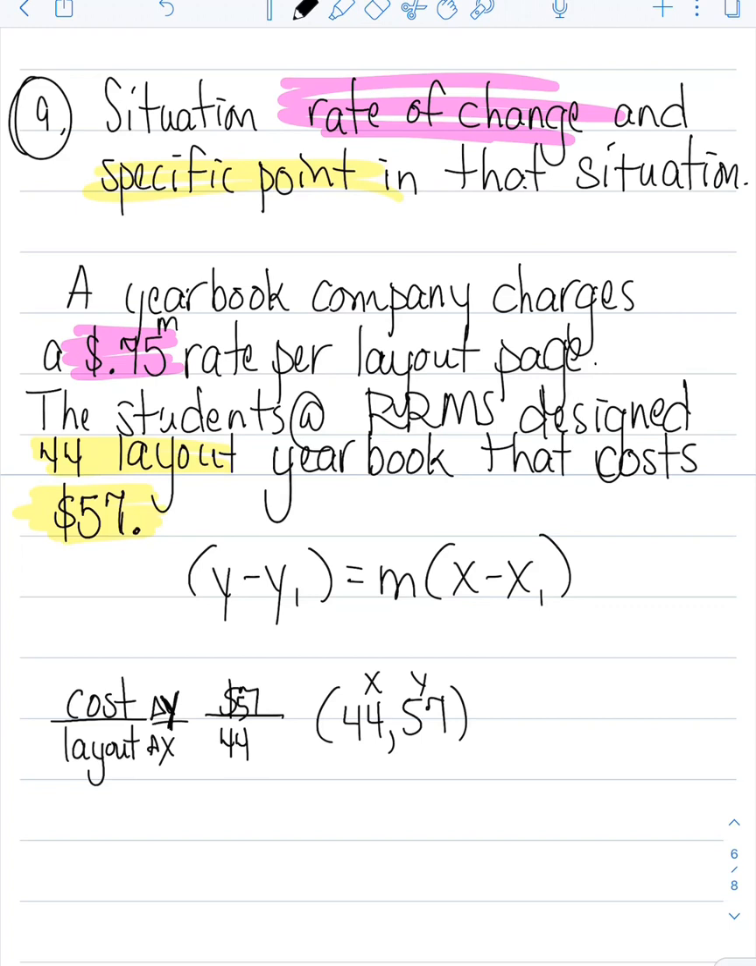So now I can write my equation. Y minus my y is 57 equals my slope was 75 cents times x minus, and my x value in my point is 44. So use your notes to help you on your practice, and I'll talk to you guys later.